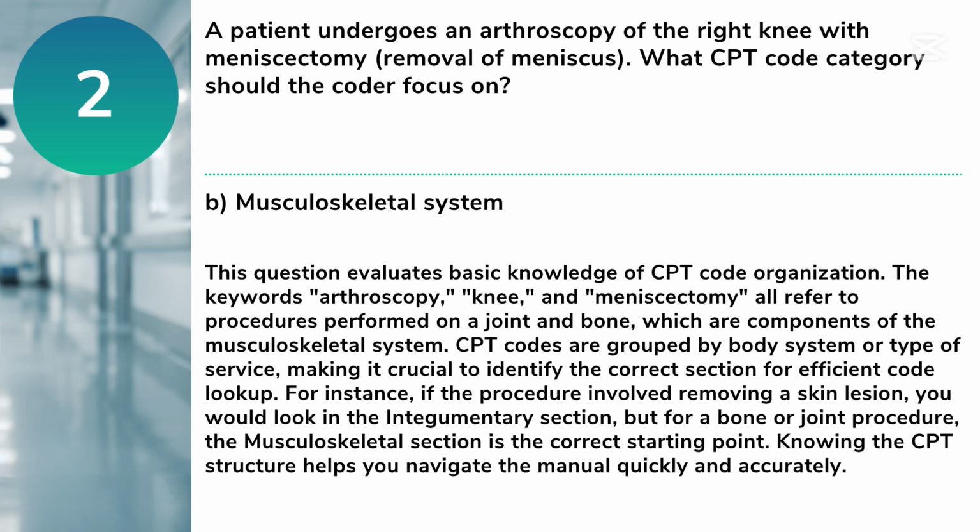For instance, if the procedure involved removing a skin lesion, you would look in the integumentary section, but for a bone or joint procedure, the musculoskeletal section is the correct starting point. Knowing the CPT structure helps you navigate the manual quickly and accurately.